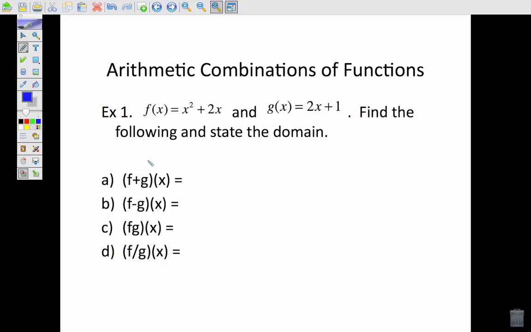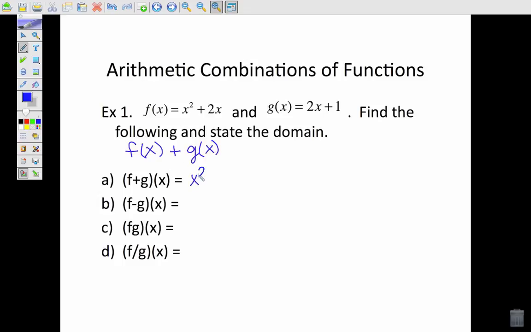So if I'm asked to do, first of all, my example is f of x equals x squared plus 2x, and g of x is 2x plus 1. It says find the following and state the domain. So if I'm wanting to do, let's say, f plus g of x, this is the same as saying what is f of x plus g of x. And that's the case for all four of these operations. So all we have to do is add them together.